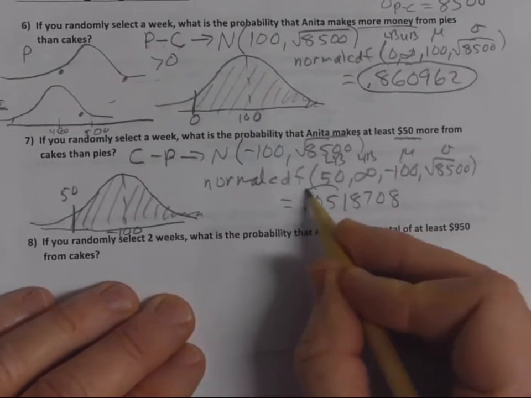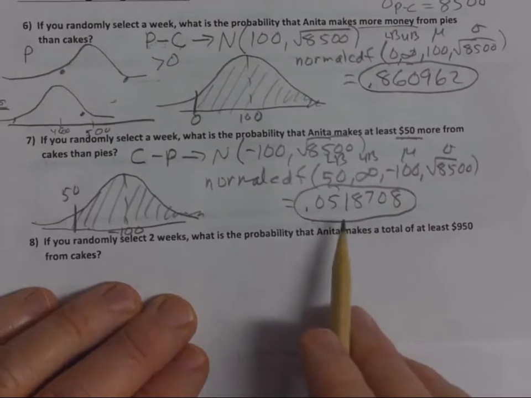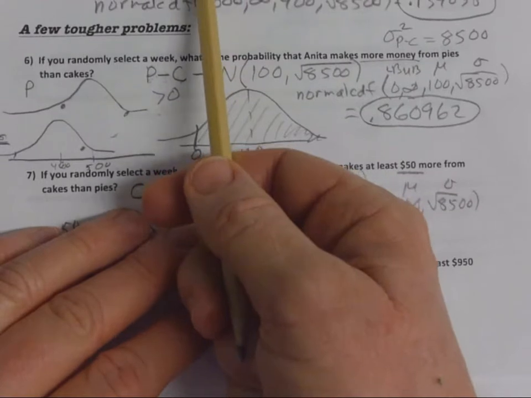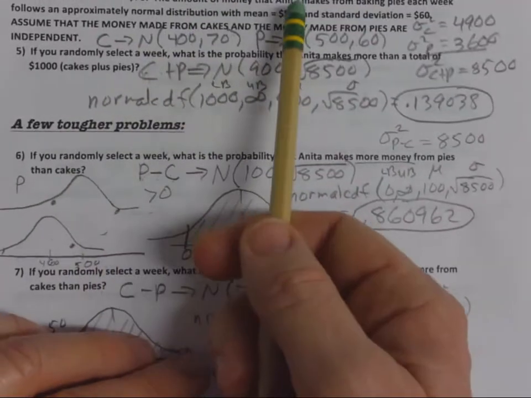0.051878. So it's not that likely to happen. It's on the verge of what we would call statistically significant as far as being a really unlikely event. But she is unlikely to make at least $50 more from cakes than pies. And that would make sense. I mean, in general, she doesn't make more money from cakes than pies.